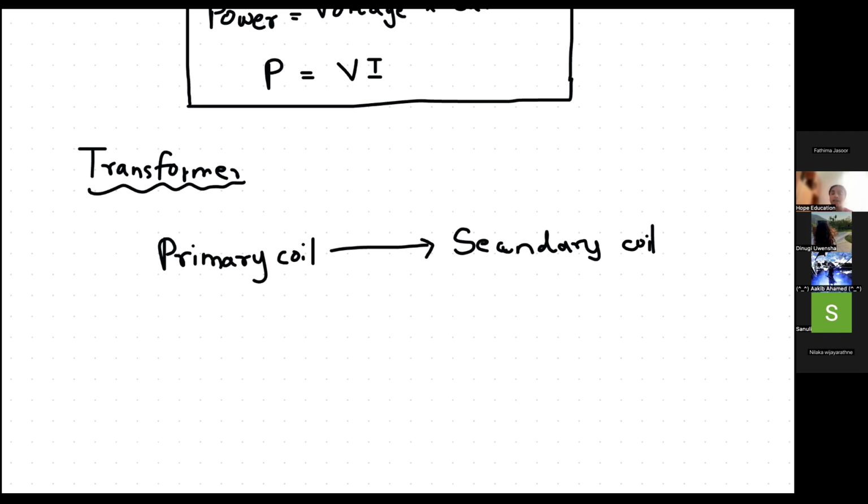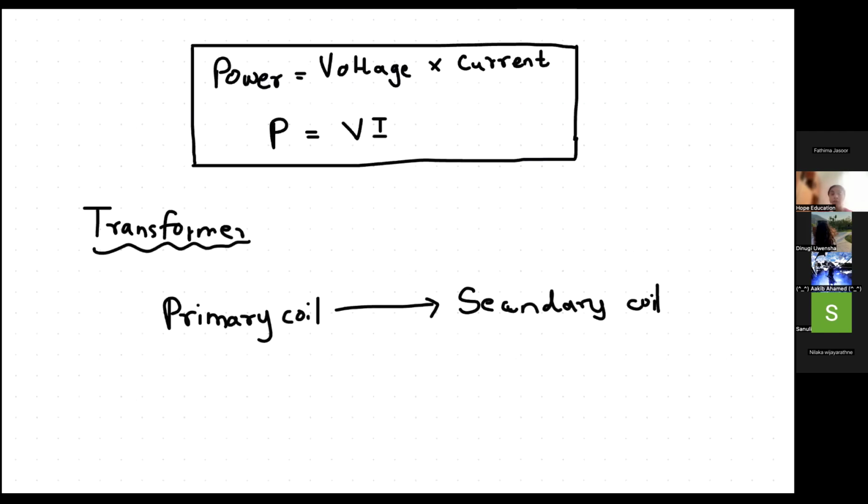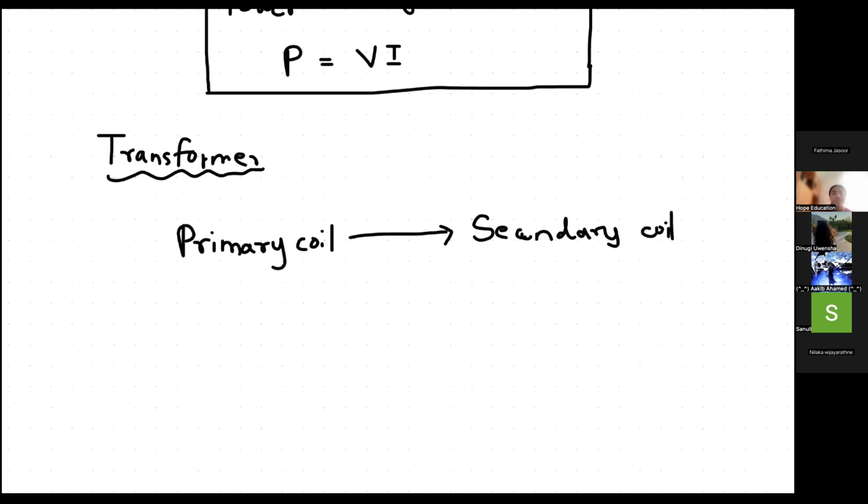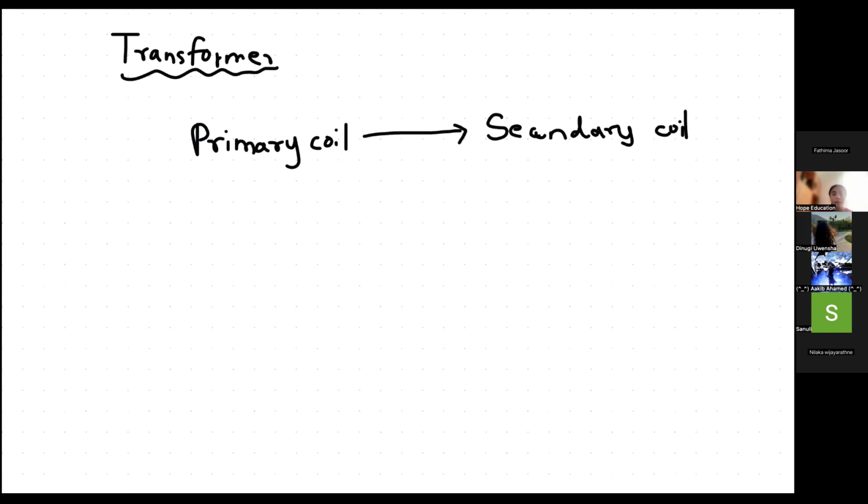Now I can write the formula power equals voltage multiplied by current separately for the primary coil and the secondary coil. Right? So power in the primary coil is the voltage in the primary coil multiplied by the current in the primary coil. The primary coil must have some voltage and some current. So the power in the primary coil is the voltage in the primary coil multiplied by the current in the primary coil.